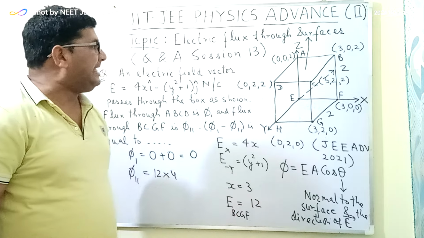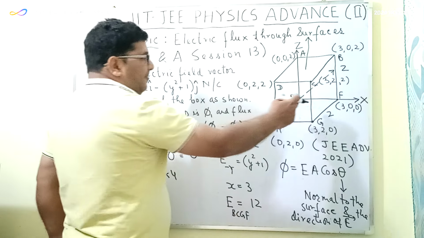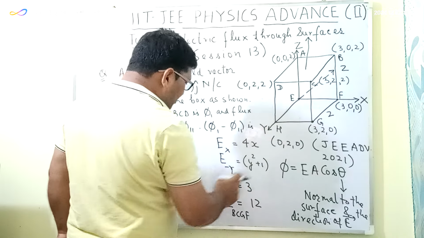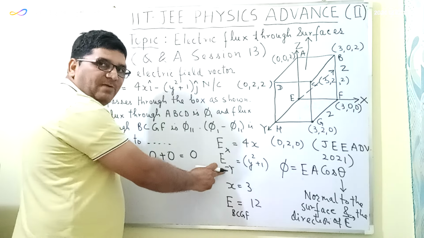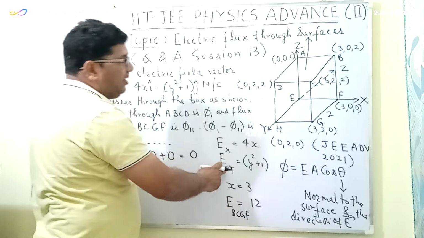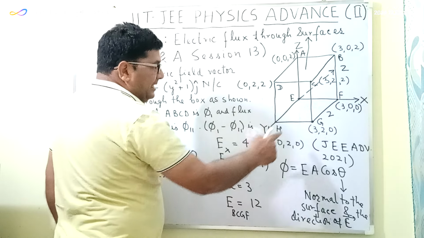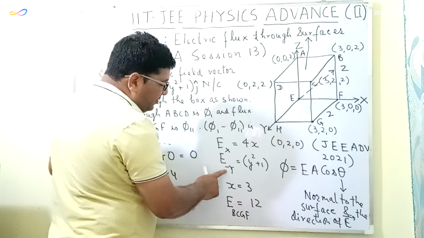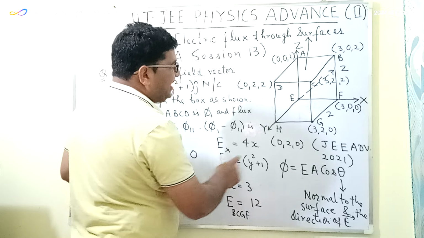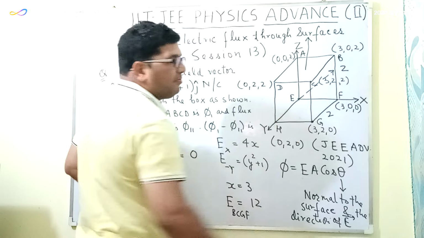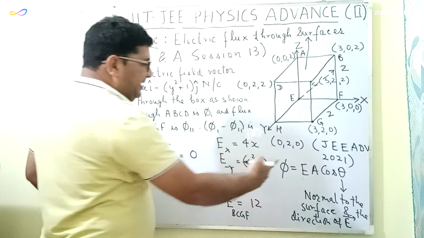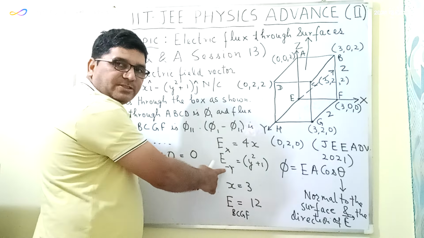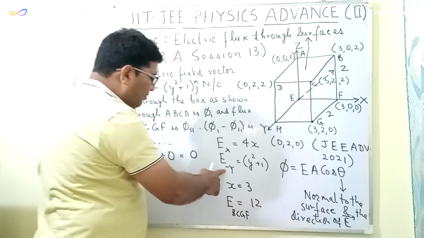Now we have to find the electric flux through the surface BCGF due to this electric field which is directed along the minus y-axis. Now the angle theta between the electric field which is directed along the minus y-axis and the normal to the surface will be equal to 90 degrees. So in that case, the flux because of this electric field which is directed along the minus y-axis will be equal to 0.